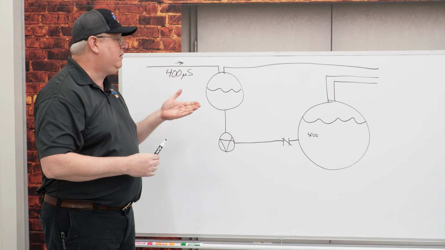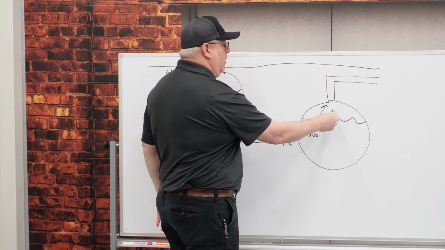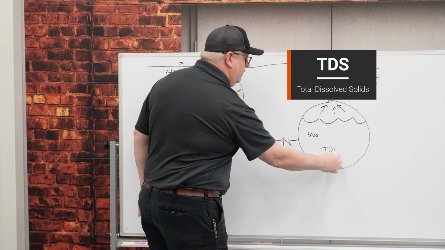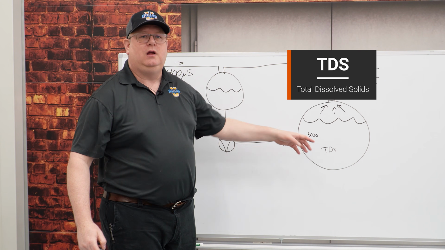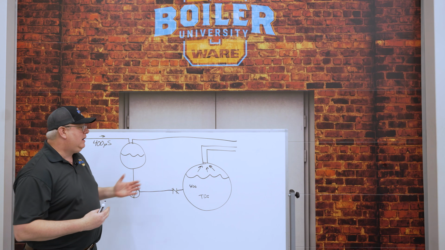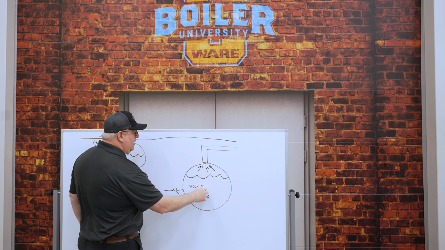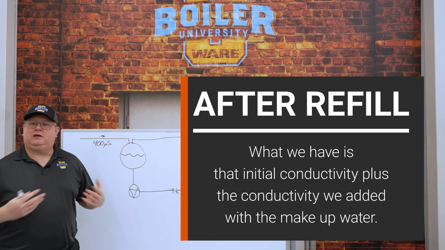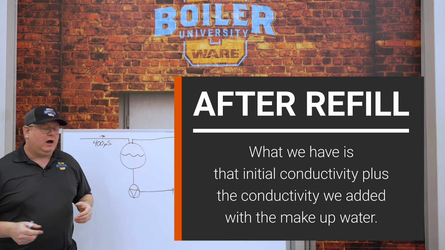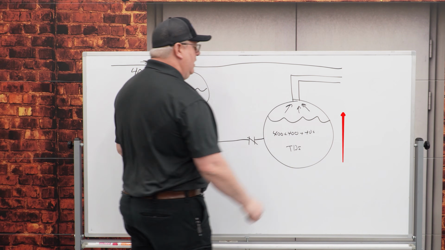And the reason we expect it to rise is as we boil that water and send steam out in the system, all the TDS that's in the boiler stays in the boiler. So by the time we've run the full volume of the boiler out into the steam system, we've refilled it. So what we've got is that initial conductivity plus the conductivity we added with the makeup water. We run it more and the conductivity goes up again.